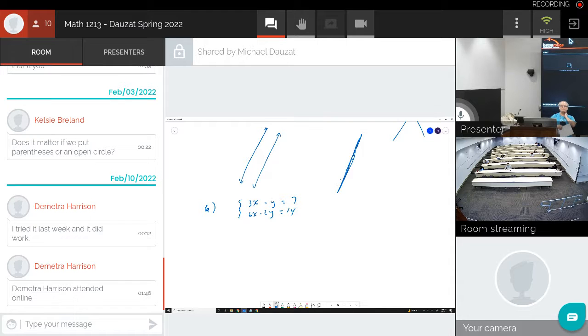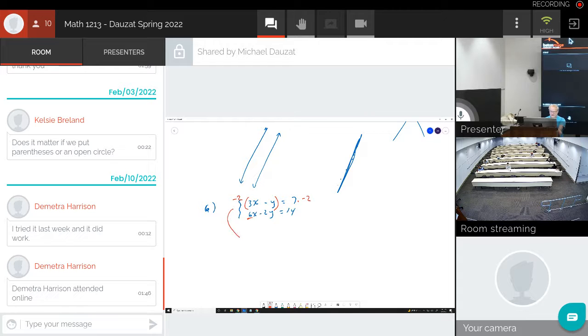Doesn't matter, just pick one. Okay, if you want to pick x, then what's the least common multiple for 3 and 6? 6. So this equation already has 6 here. I got to get this to be a -6. So what do I need to multiply both sides of the top equation by? -2.